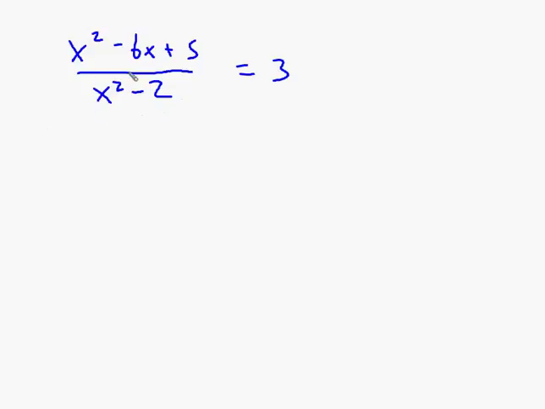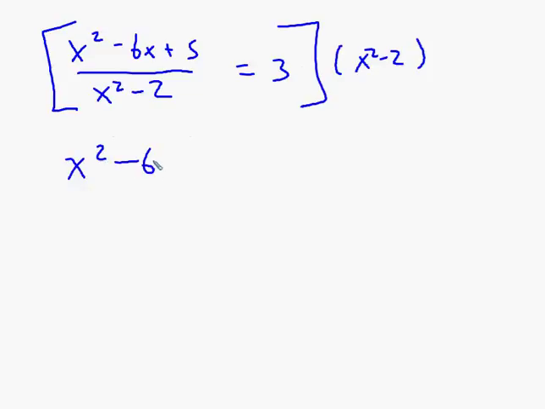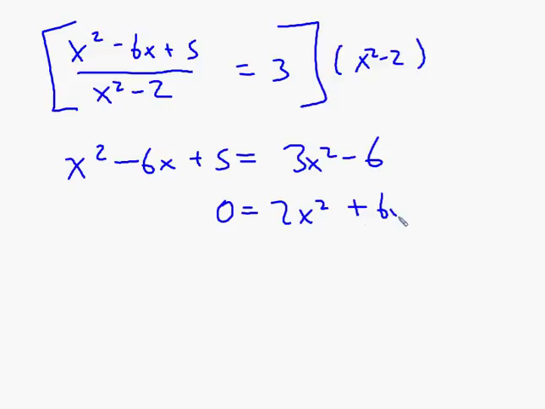I'm not going to bother factoring that. It doesn't factor nicely. So I clear the fractions by multiplying by x squared minus 2. That distributes, cancels that denominator, so I have x squared minus 6x plus 5 equals 3x squared minus 6. Any questions where I got that? Okay, I'll get everything to the right.